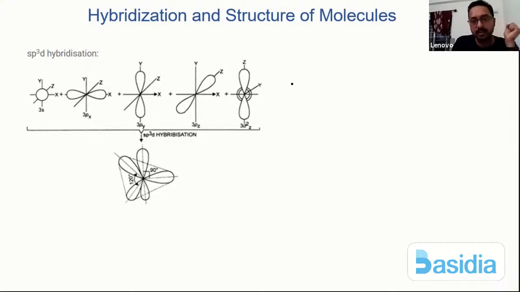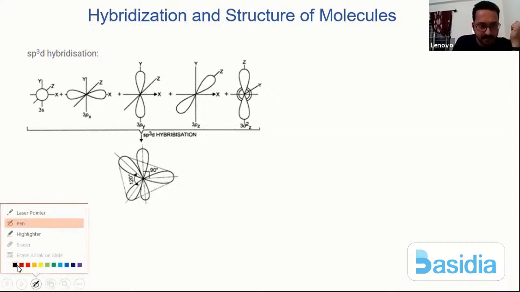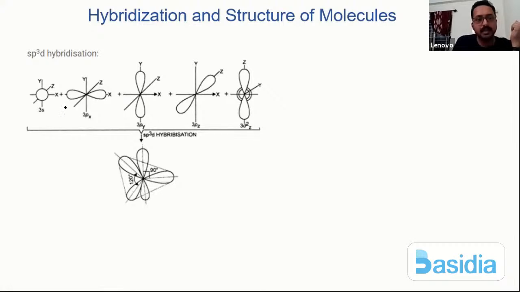The first thing we understand over here is the involvement of orbitals. Just check the type of orbitals that are involved, or from where exactly the hybridization starts. Here you see there is a 3s orbital, a 3px orbital, a 3py orbital, and a 3pz orbital.